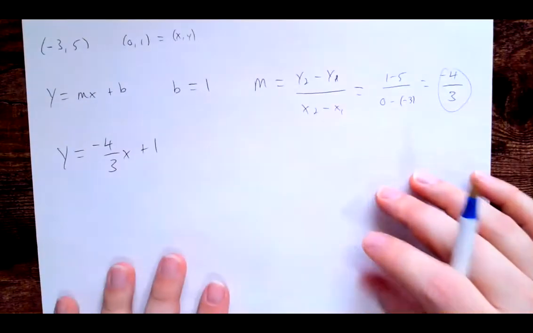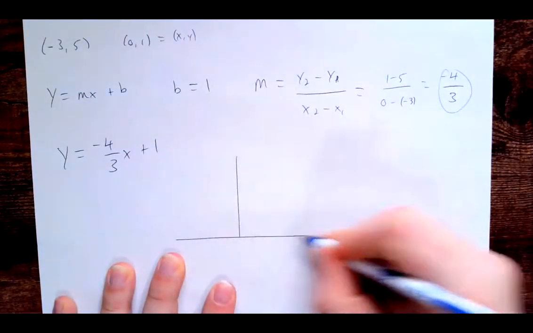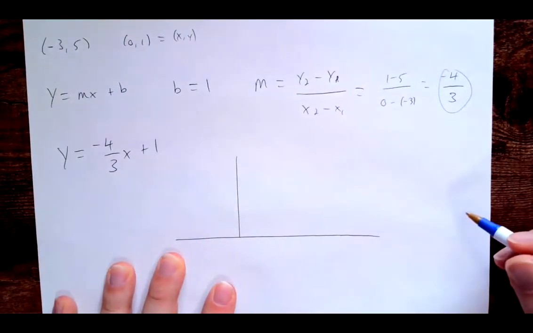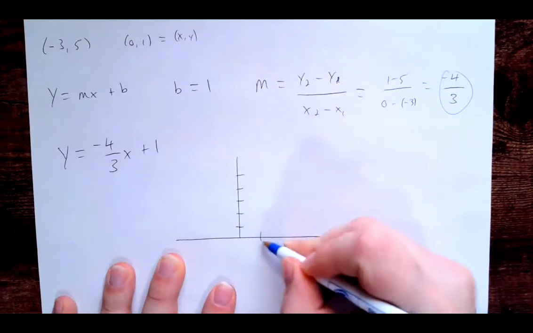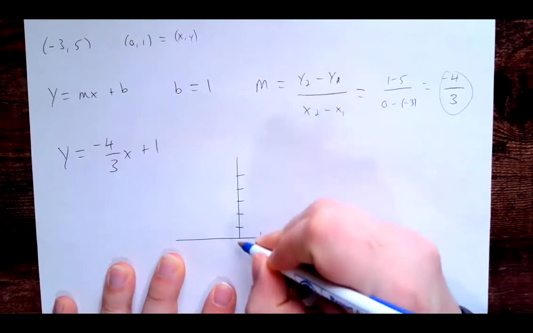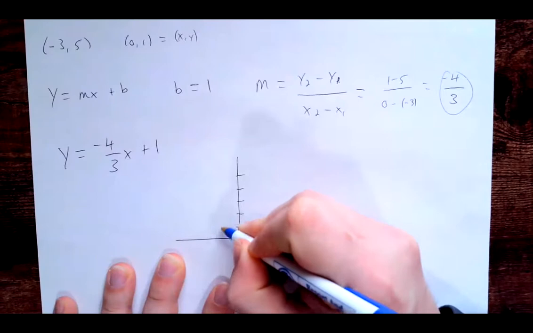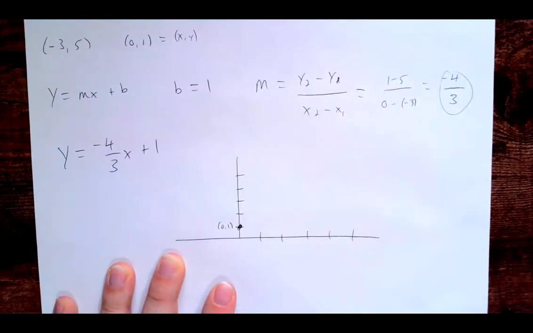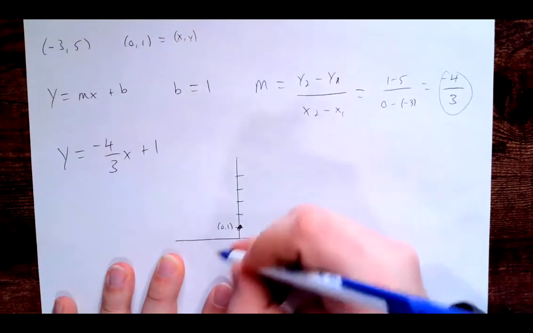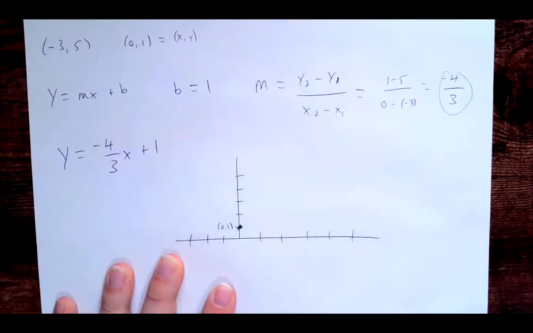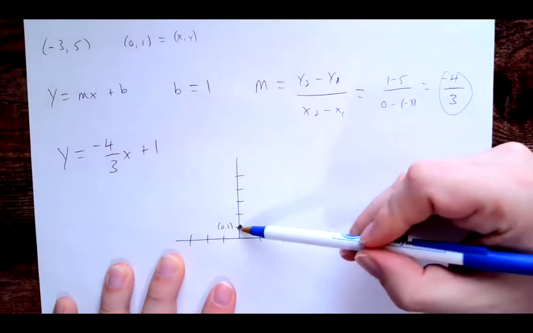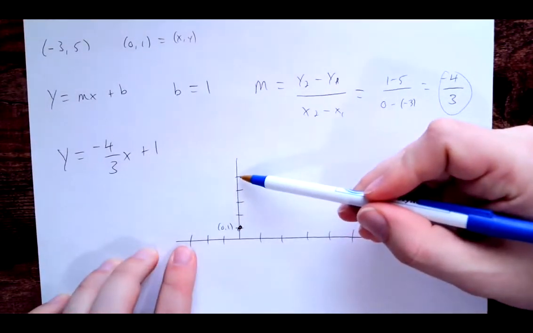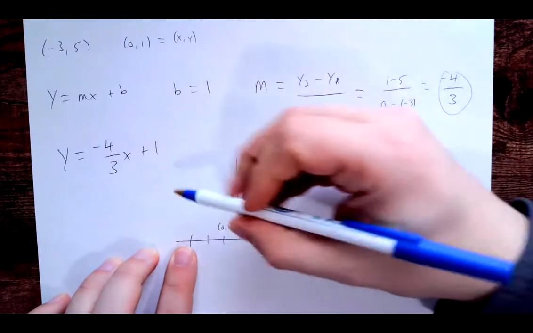If I also wanted to graph this, well, I'm given 2 points. So I'm given x equals 0, y equals 1. So I'm given that this point is on the graph. I'm also given (-3, 5). So x equals -3, and then y is equal to 1, 2, 3, 4, 5. So (-3, 5) is like around here.